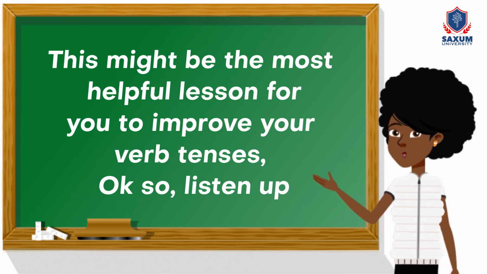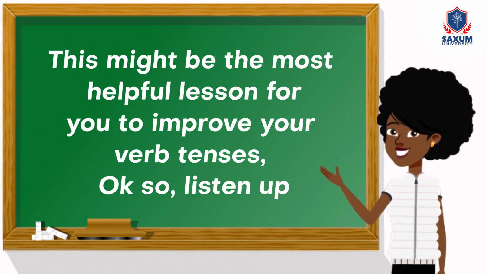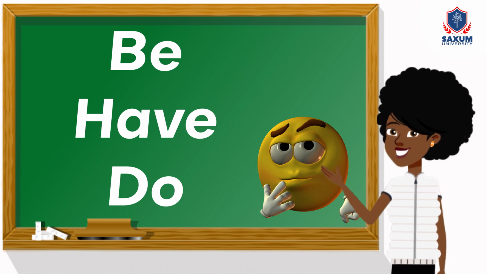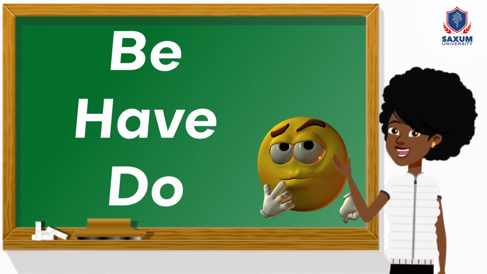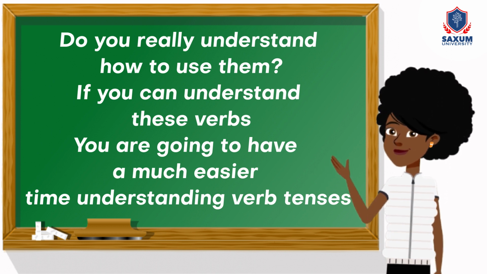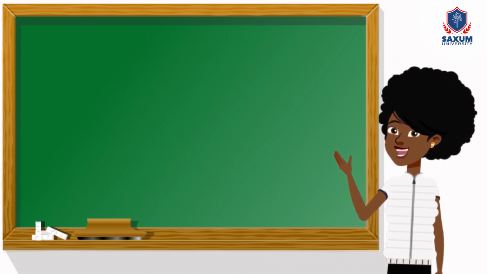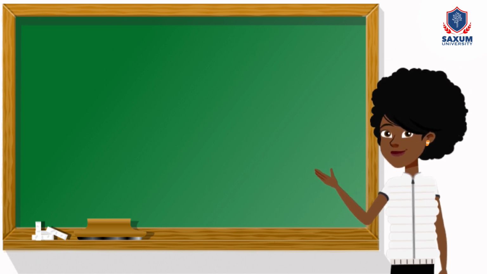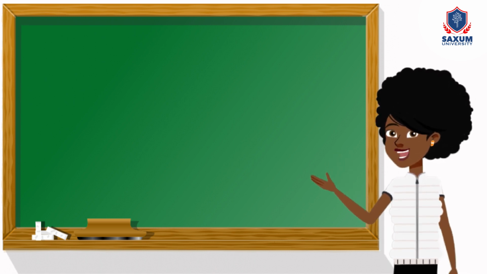This might be the most helpful lesson for you to improve your verb tenses. Okay, so, listen up. Look at these three words. Be, have, do. Do you really understand how to use them? If you can understand these verbs, you are going to have a much easier time understanding verb tenses. Okay, let's just look at how these verbs are conjugated. Right, this is called verb conjugation.